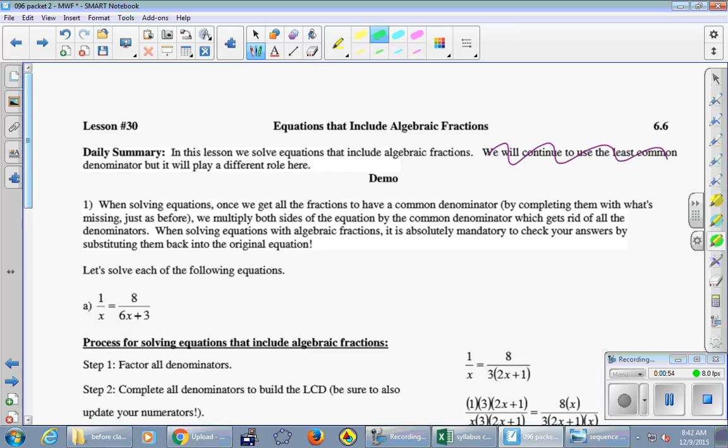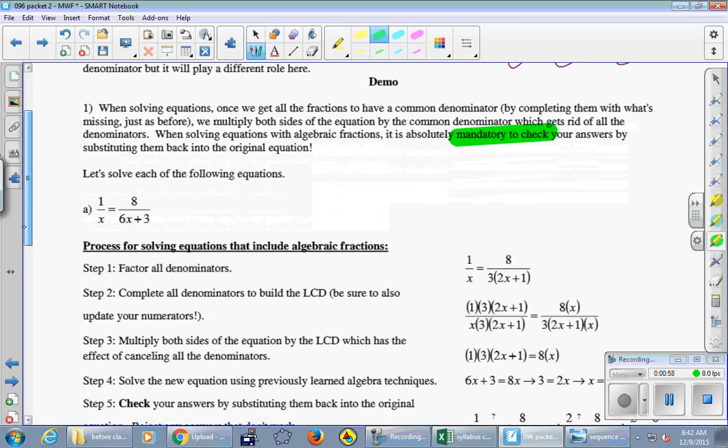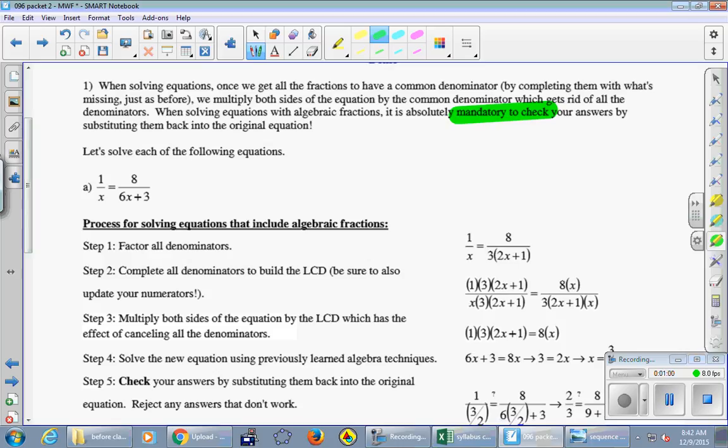One thing, it's mandatory to check your answers. We're going to see why in just a second. We really haven't stressed that idea of checking your answers when solving equations this semester, but for these kinds of equations, you just have to do it.